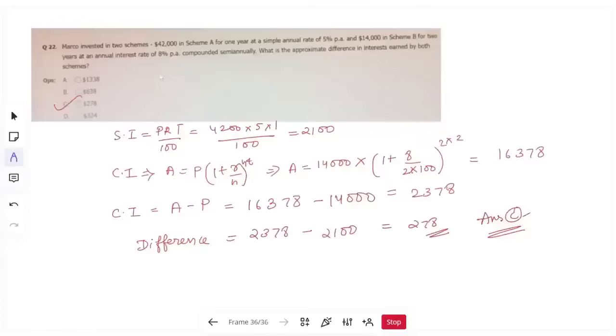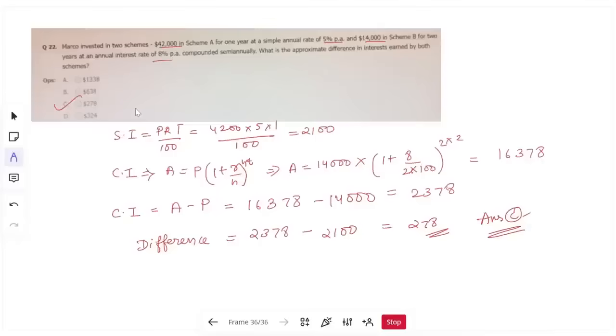Okay guys, so let's see this question. Macro invested in 2 schemes, $42,000 in scheme A for 1 year at a simple annual rate of 5% per annum, and $14,000 in scheme B for 2 years at annual interest rate of 8% per annum, compounded semi-annually. What is the approximate difference in interest earned by both the schemes? We have the different options. So see guys, how can you solve this question?